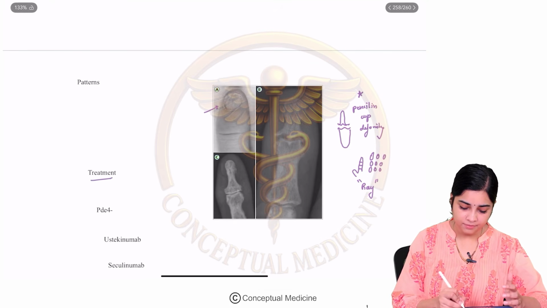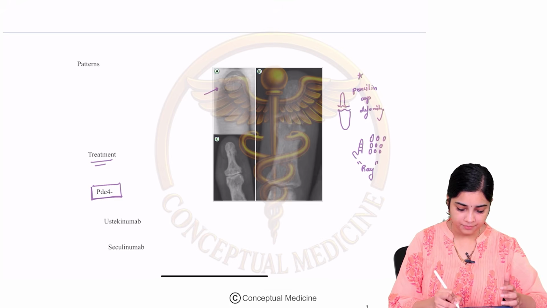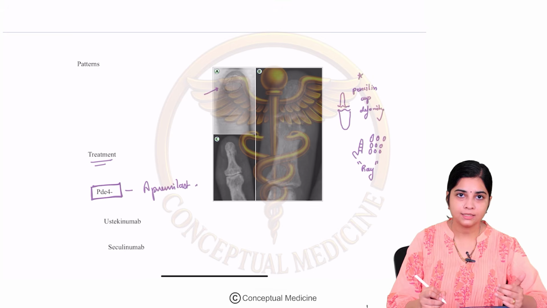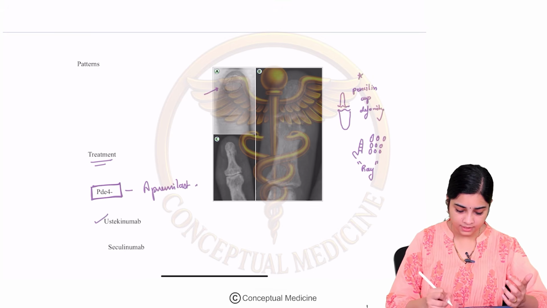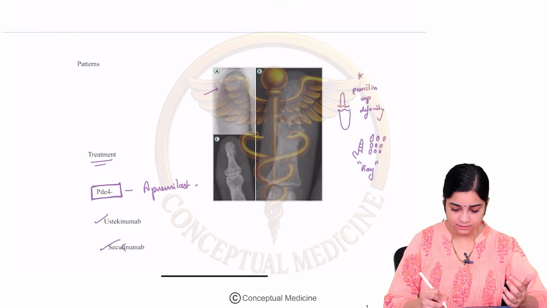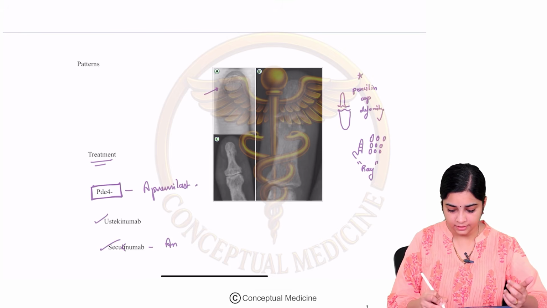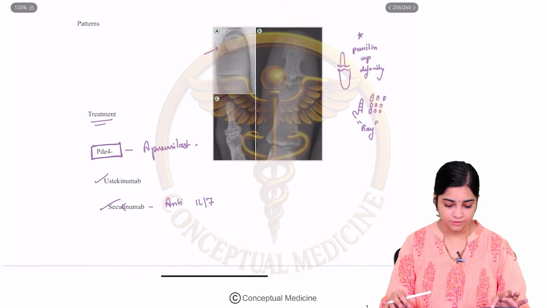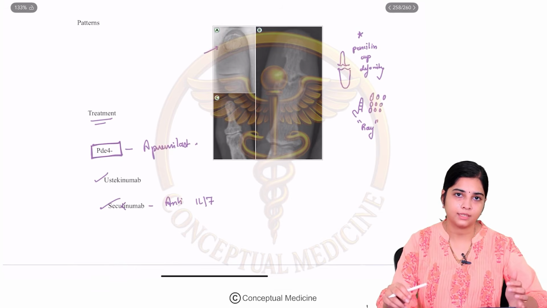So what is the treatment of psoriatic arthritis? Here, PDE4 inhibitors, the drug that we should know is apremilast. So apremilast can be used. Then other drugs include ustekinumab and secukinumab. Secukinumab is anti-interleukin 17, S for S. It is the other drug which can be used in the management of psoriatic arthritis.